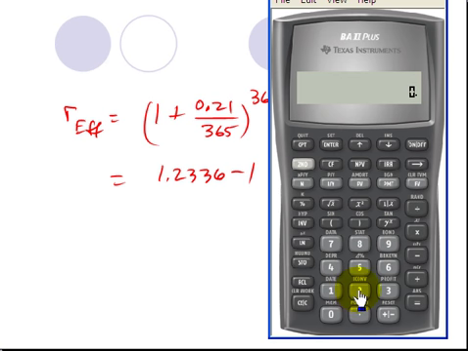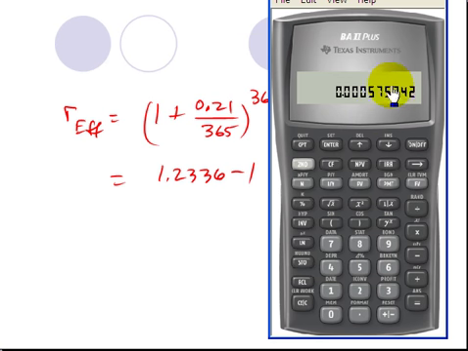We want 0.21 now. So remember, when we're just doing algebra here, 21% has to be 0.21. Remember, when we were doing I/Y, we would actually use 21 here to represent 21%. But here we're doing real algebra, so we want to look at 21% as 0.21. We want to divide that by 365, and it's really low. I mean, it's not a very big interest rate. It's 0.05%, 0.06% per day.